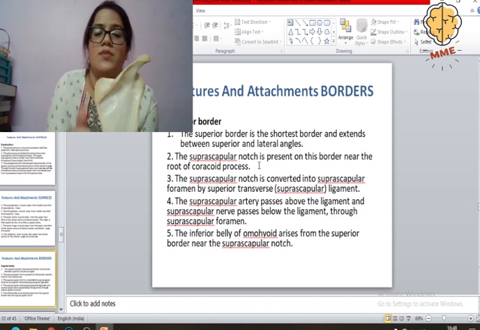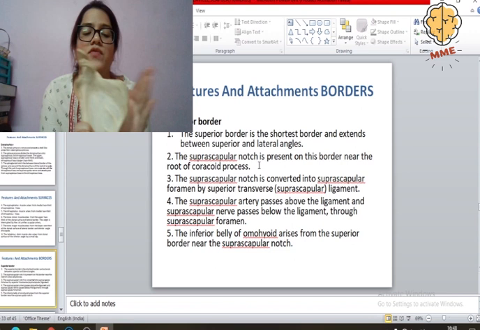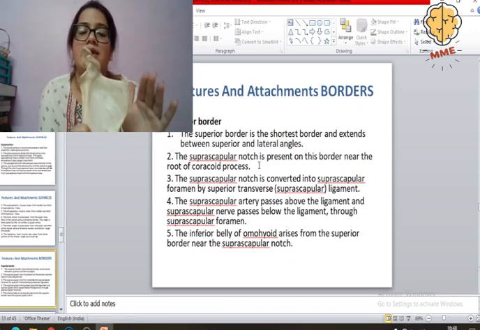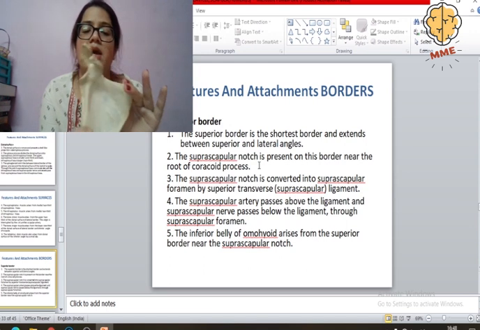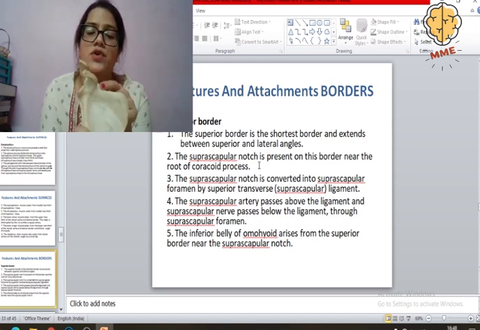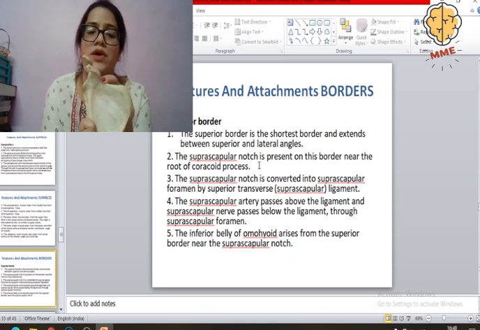Now let's come to the borders. Superior border. It is the shortest border, obviously, because this one is long, and this one, the short guy, extends from the superior angle up till the lateral angle. The suprascapular notch, if you can see over here, we have a notch. So this notch is called the suprascapular notch.